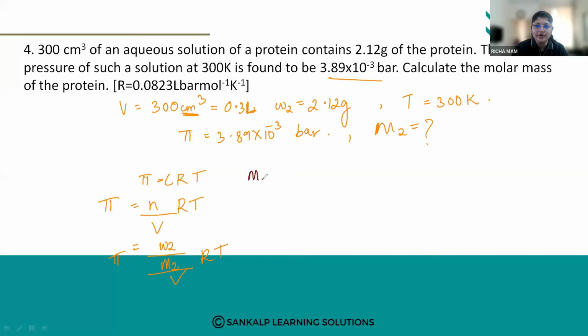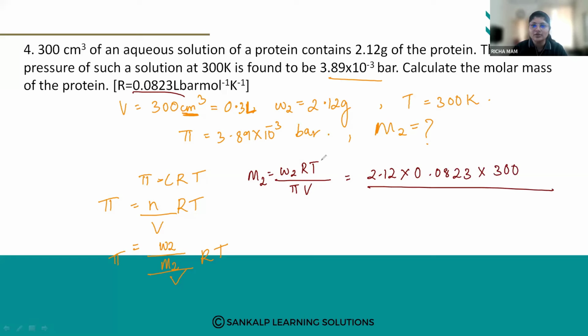So M2 is equal to W2RT by pi and V. W2 is 2.12 into R value is 0.0823, into temperature 300 Kelvin, divided by pi is 3.89 into 10 raised to minus 3, into volume is 0.3 liters. Now calculate this. What answer will you get? Just check. See what answer you are getting.